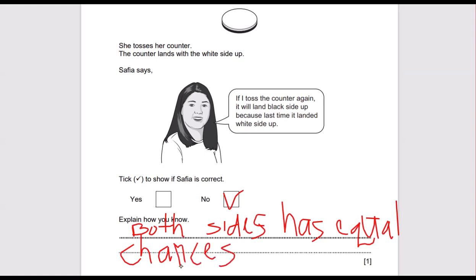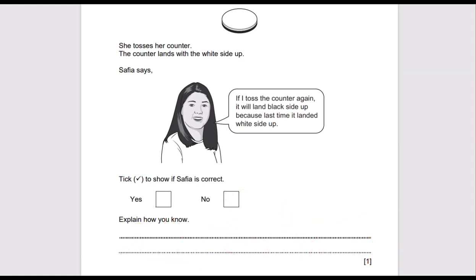Both sides have equal chances in each toss. Okay? Both sides have equal chances in each toss. Alright, let's move on.